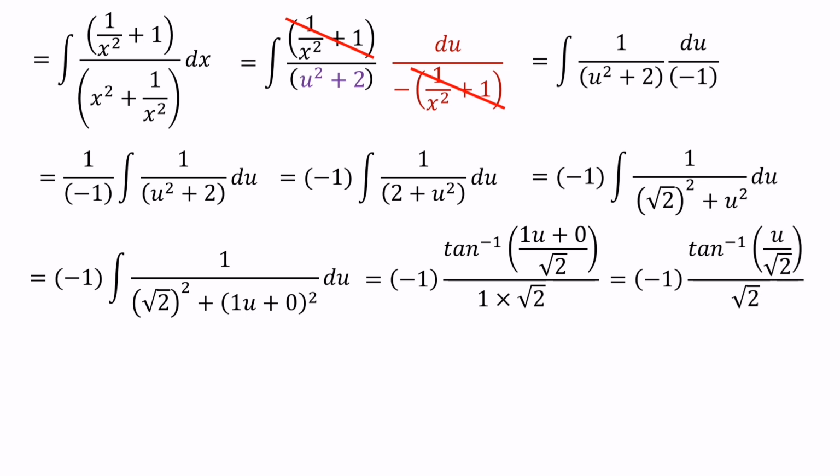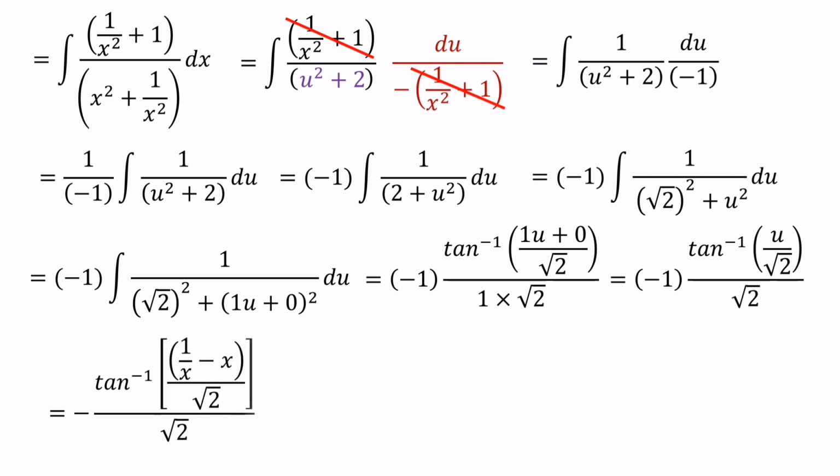Instead of the u value we can substitute 1 over x minus x. Then we can divide this 1 over x minus x value by the denominator value root 2. Then we can get the final answer: minus tan inverse within bracket 1 over root 2x minus x over root 2, whole thing divided by root 2.